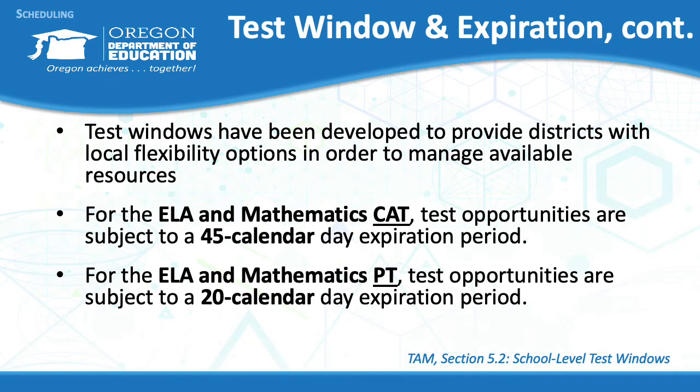School-level test windows help schools manage local testing schedules and resources for all assessments included in the Oregon Statewide Assessment System. From the time a student begins the CAT, they have 45 calendar days to complete the assessment. If the student does not complete the assessment within these 45 calendar days, the student's test will expire. The expiration period for the PT is 20 calendar days from first starting the task. Guidance and specific criteria for the school year test windows are addressed in Section 5.2 of the Test Administration Manual.